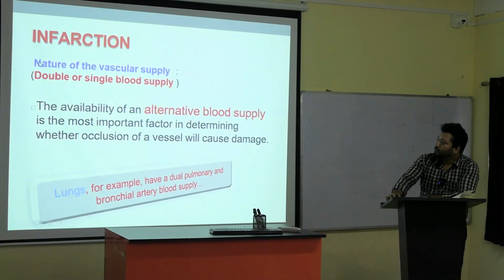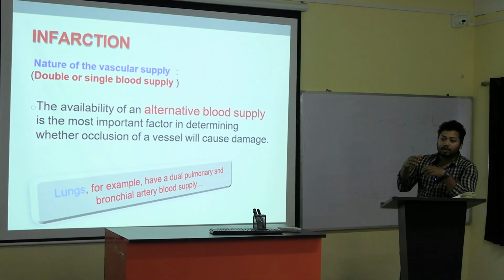In the nature of vascular supply, as we all discussed, the availability of an alternate blood supply is the most important factor for determining whether the occlusion of the vessel will cause damage. Like in the lung, an organ, if the pulmonary artery gets blocked, the bronchial artery is still providing blood, so the infarction process will get reduced.